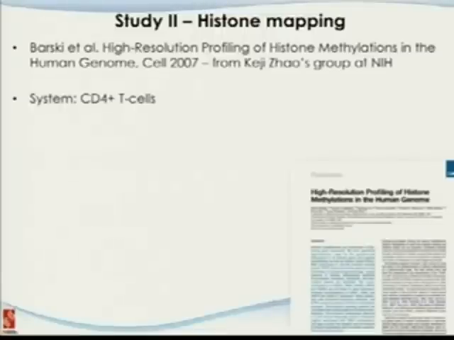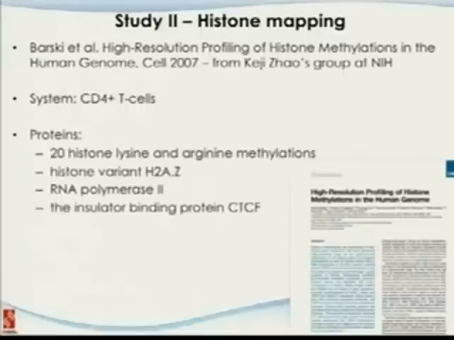The system they use is CD4 positive T cells, and the protein they study is not one transcription factor, rather it's 20 histone lysine and arginine methylations. Okay, so 20 different types of histone modifications, and histone variant H2AZ, and RNA polymerase II, and the insulator binding protein CTCF. So although it's the same year, 2007, they did a much more complete mapping of different histone markers in these T cells.